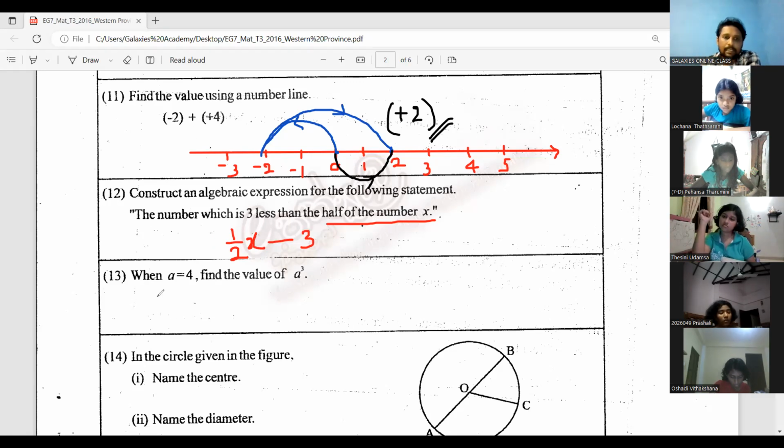Right. Then number 13, look, when a equals 4, find the value of a to the power 3. Pehansa, can you tell me another reading method of a to the power 3? Pehansa, another method? Is it read as a to the power 3, or 3 to the power a? Another method.